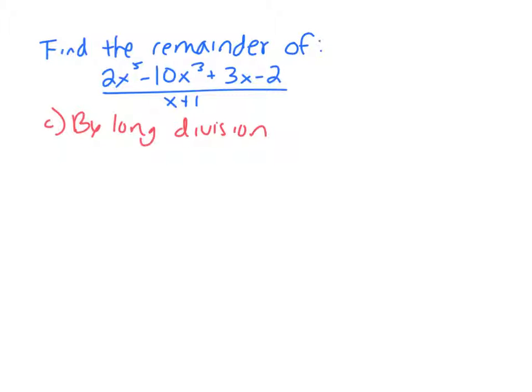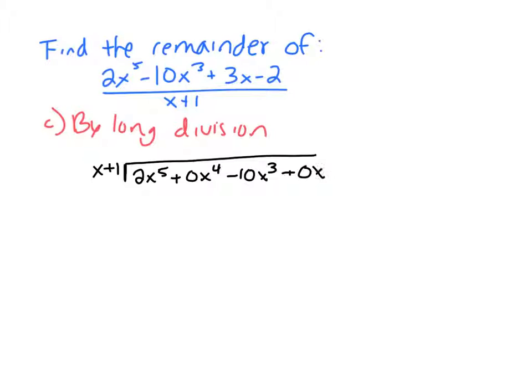Okay, so when I'm using long division, the first thing I'm going to do is rewrite this. And then when I write what's inside here, I'm going to have 2x to the 5th, but then I'm going to have the 0x to the 4th, so I'm not going to skip any power, just like in synthetic division. Minus 10x to the 3rd, plus 0x squared, plus 3x minus 2. Okay, so let's get started.